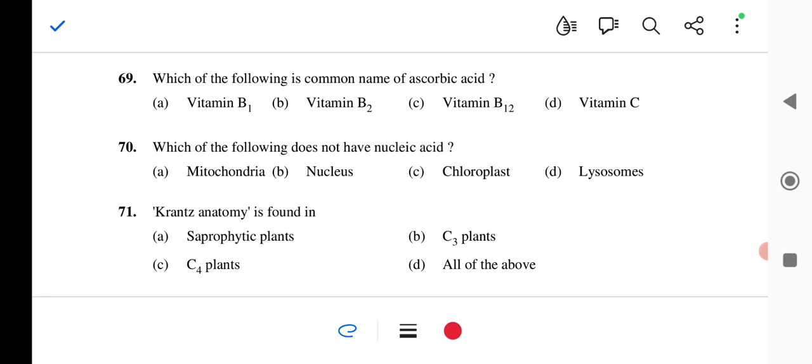Next is, which of the following is a common name for ascorbic acid? It is vitamin C. Next is, which does not have nucleic acid? Lysosome does not have nucleic acid. Kranz anatomy is found in C4 plants.